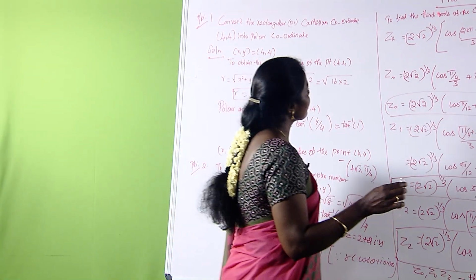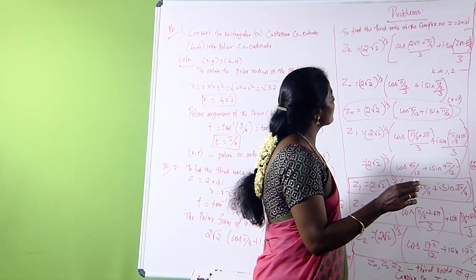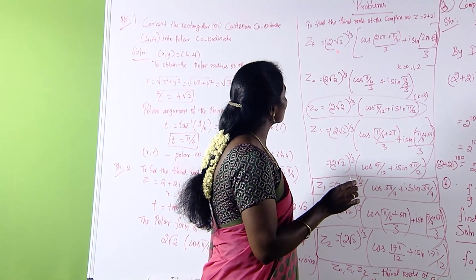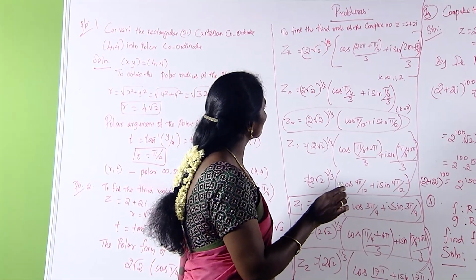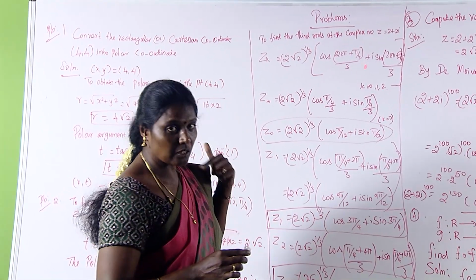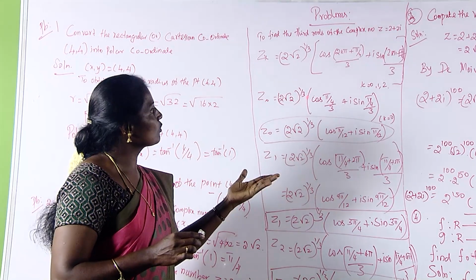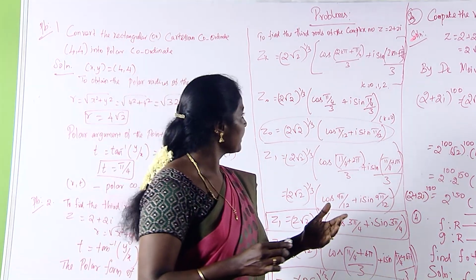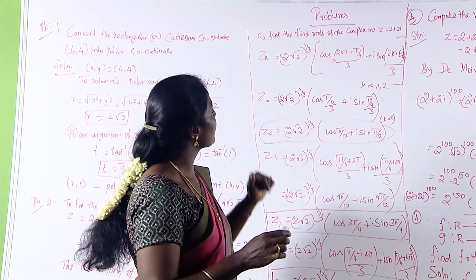So, to find the third root of the complex number z equal to 2 plus 2i, we can use the formula z_k equal to (2 root 2) to the power 1 by 3, because we are going to calculate the third root. Nth root means we can put 1 by n, and here for the third root we put 1 by 3.